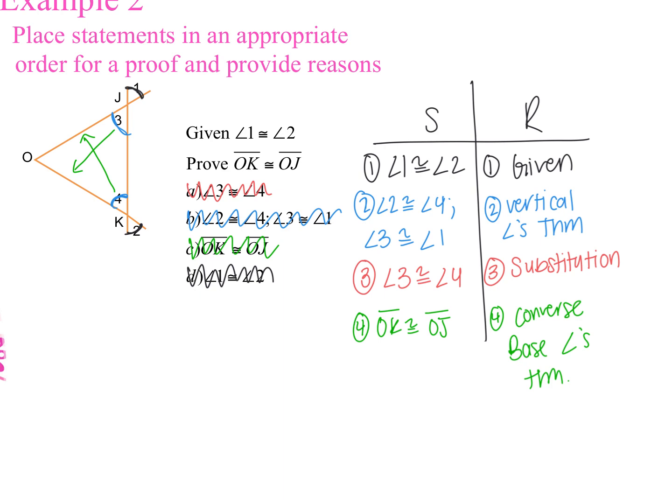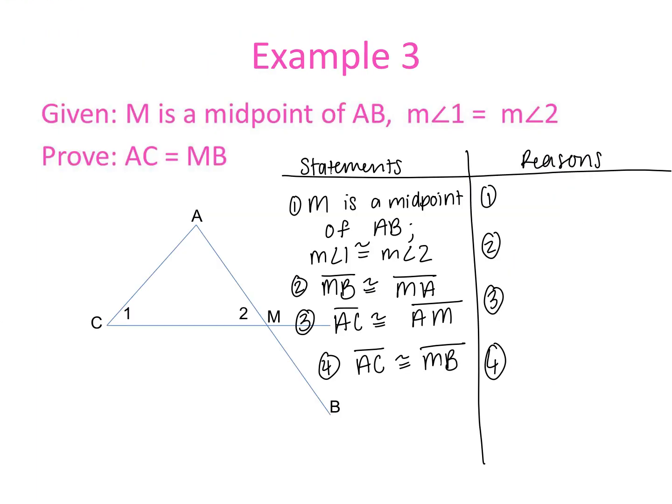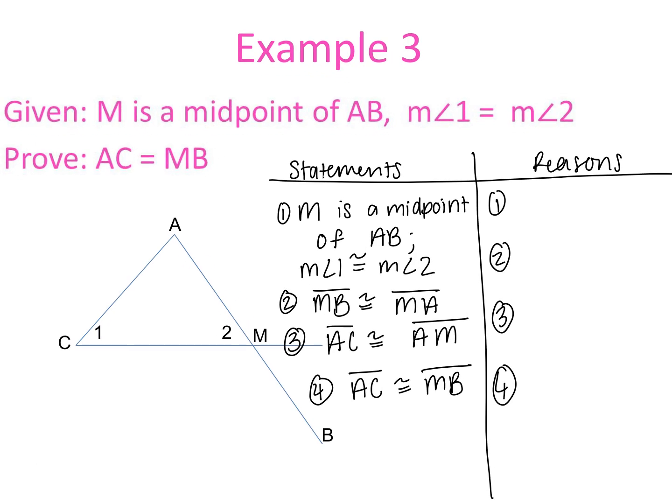Questions on this one? All right, this one's already giving you the statements. You just have to state the reasonings. So the statements are, M is the midpoint of AB. The measure of angle 1 is congruent to the measure of angle 2. And then we're trying to prove that AC is congruent to MB. So looking at the first one, M is the midpoint of AB. What is that? Given. That's given.